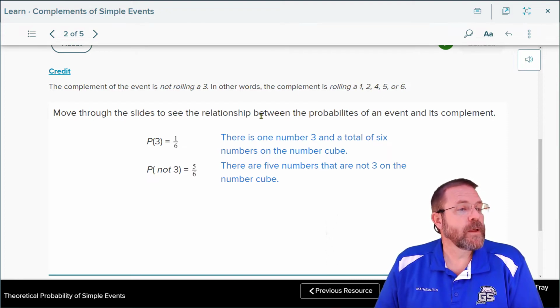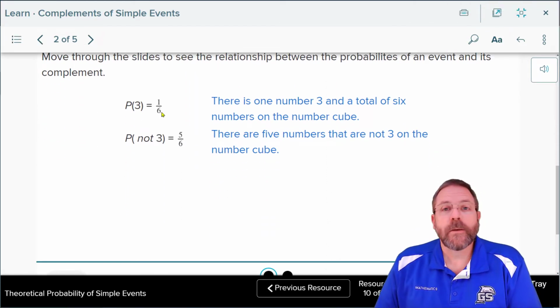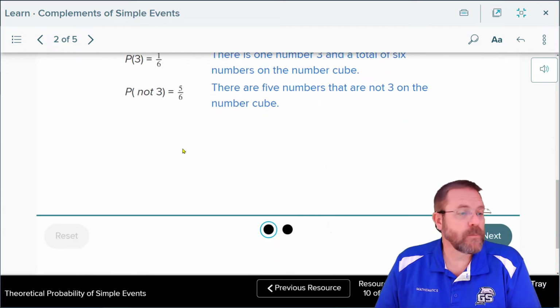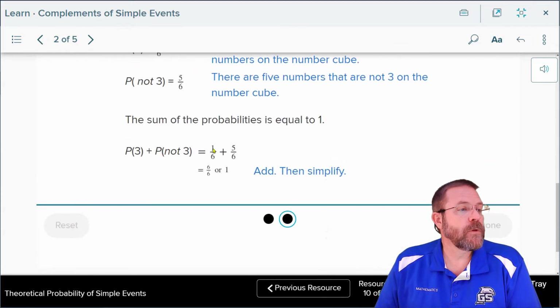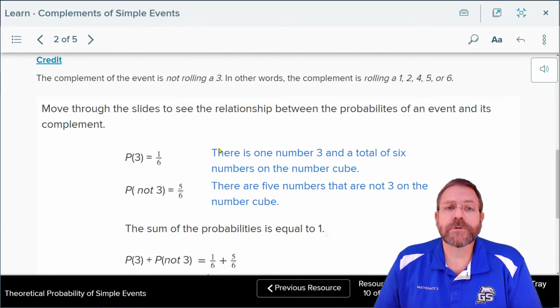Now we're going to move through some slides to see the relationships between the probabilities of the event and not the event. The probability of rolling a 3, that was 1 out of 6 right here, because there is 1, 3 out of all the numbers, 6 of the numbers. The probability of not rolling 3 is 5 out of 6, because there is 5 not 3s out of 6 numbers. And from here, if we were to take and add those up, 1/6 plus 5/6, that's equal to 6/6, also known as 1 or 100%. At 100% of the chance, you're either going to roll a 3 or you're not. There's no other options on that number cube.